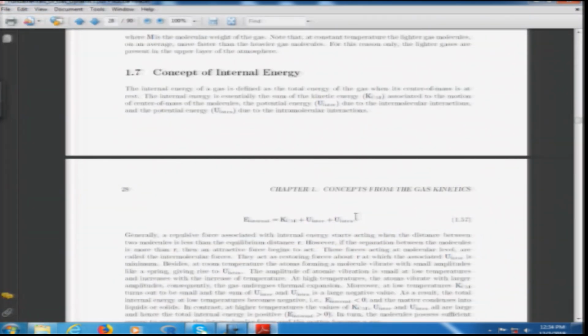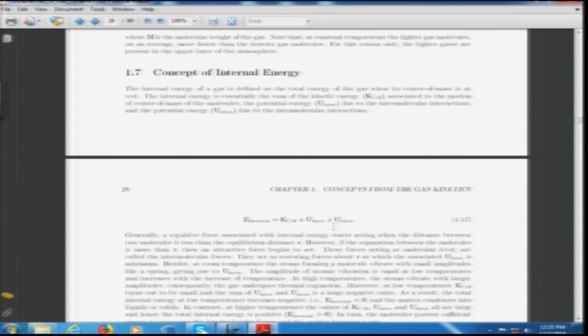Similarly, the U intra comes from the internal structure of the molecule. That means the molecule is composed of atoms, and these atoms in the molecules also vibrate when you increase the temperature. During this vibration, they have both kinetic as well as potential energy. And here, this U intra represents the total potential energy involvement.